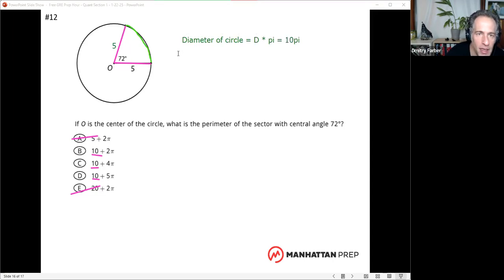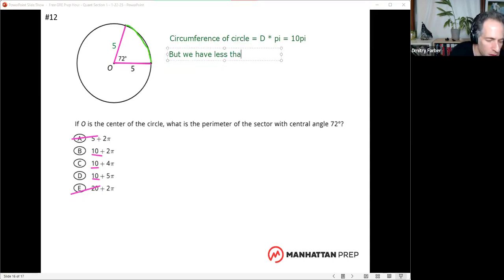And so I could say, but we have less than a quarter. Did I say diameter? I'm mixing up my geometry terminology. Sorry, circumference. The diameter is 10. Circumference is diameter times pi. But we have less than a quarter of the circle. So less than 2.5 pi. So I've proven B. I don't need to do all the math.